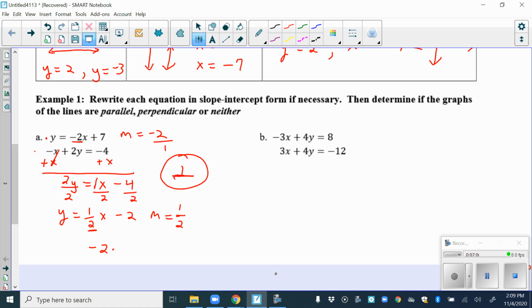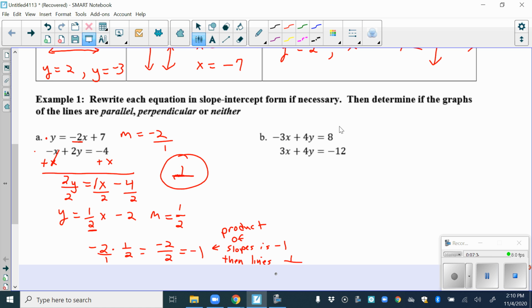If you do -2 times 1/2, again, we're going to put this over 1. If we multiply those together, I get -2 over 2, -1. Okay? Since the product of the slopes is -1, then the lines are perpendicular. All right, let's do the next one.